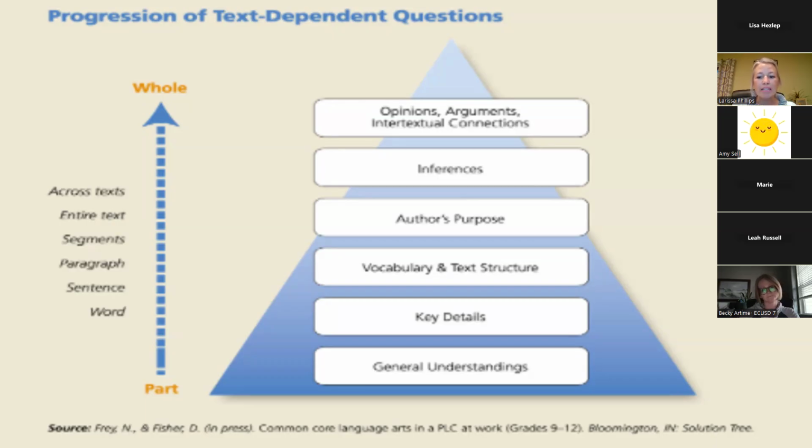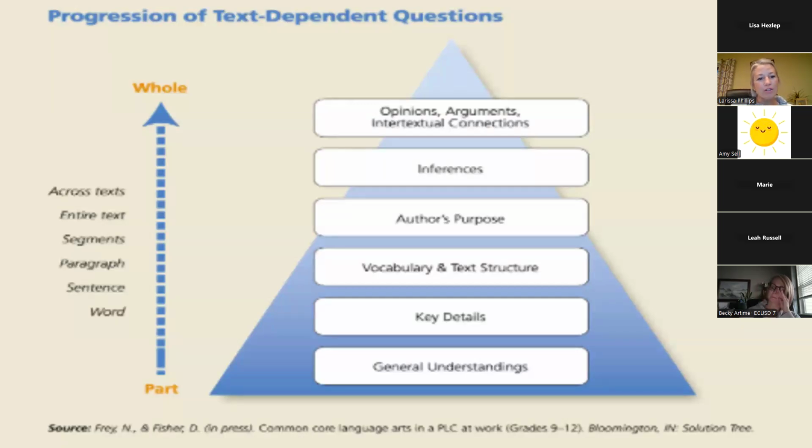Instruction begins by asking those whole questions that address the text's key ideas, themes, and structure. For example, students might be asked, what is the text mostly about? Or why did the author write this piece? These overarching questions promote comprehension of the text's purpose and message.